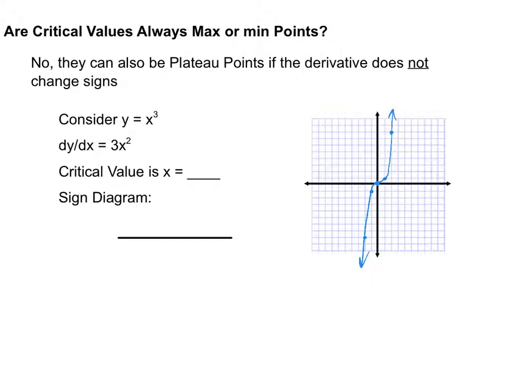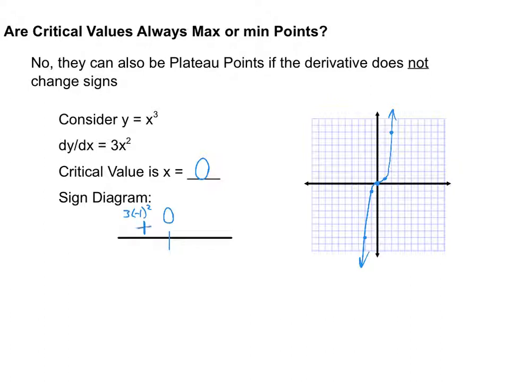Where does 3x squared equal 0? At 0. Okay, so the critical value is 0. If I were making a sign diagram out of this, there's my number line. I put 0, and then I need to plug in something to the left of 0 into my derivative. So if I did 3 times a -1 squared, that's a positive 3.